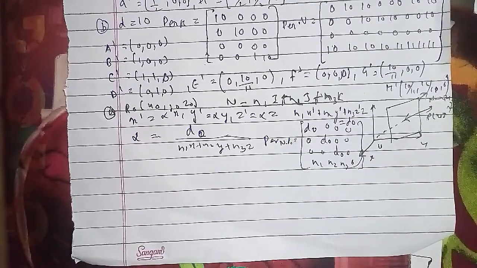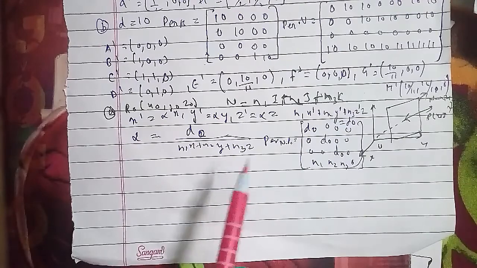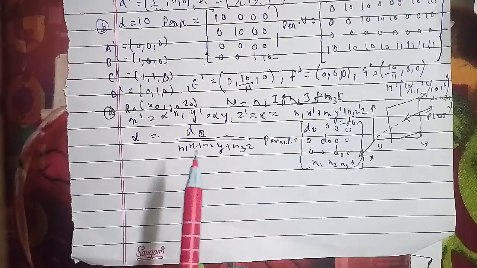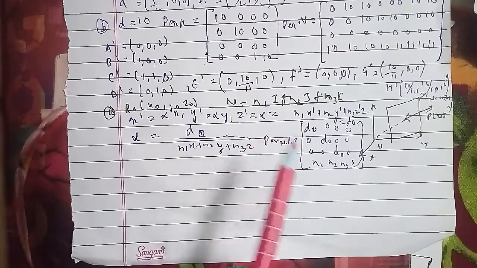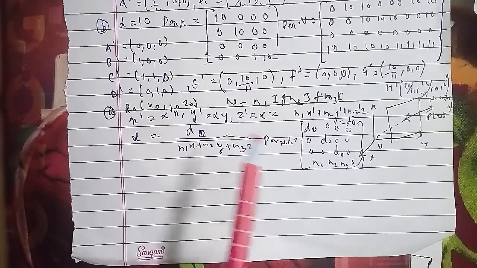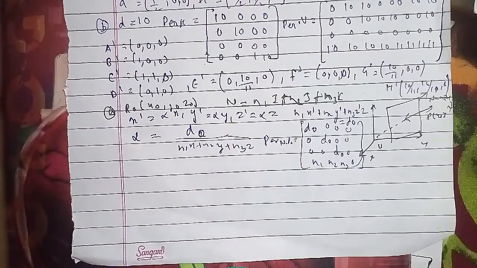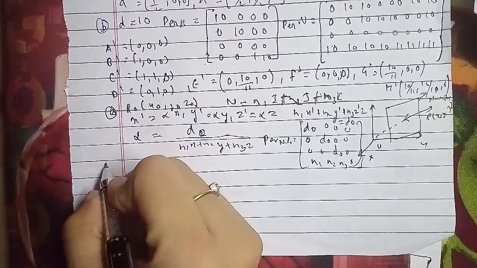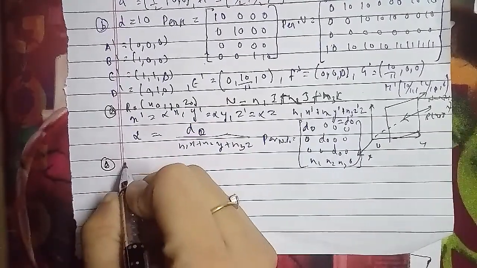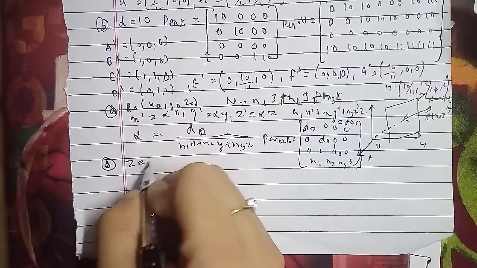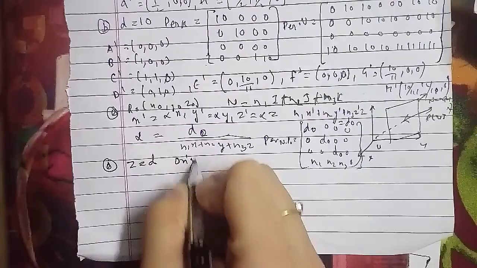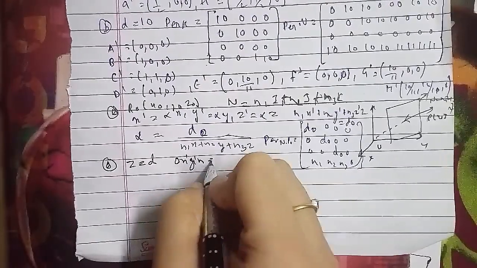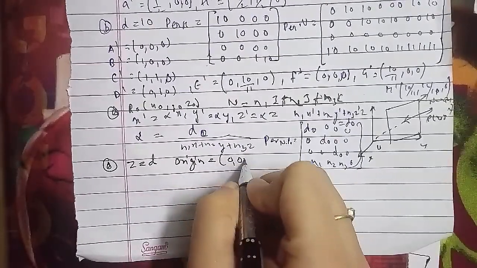Now we'll go ahead with the other question, which is to find the perspective projection onto the view plane where z equals d, and where the center of projection is the origin, 0 comma 0 comma 0. So the view plane is z equals d, and the origin is 0 comma 0 comma 0.